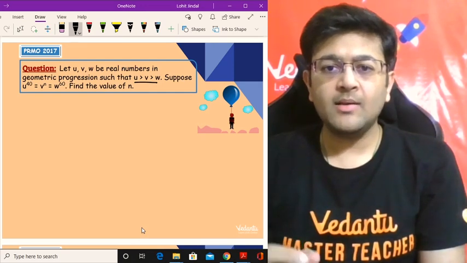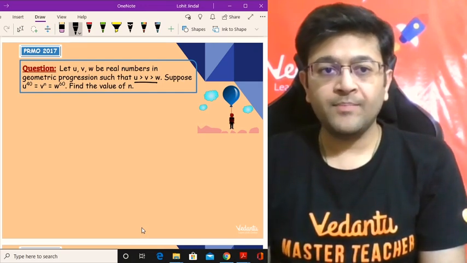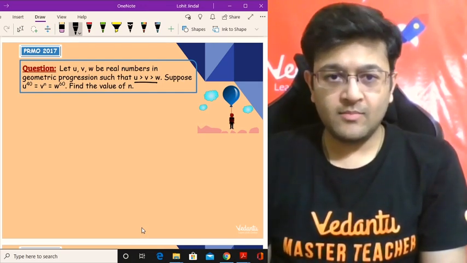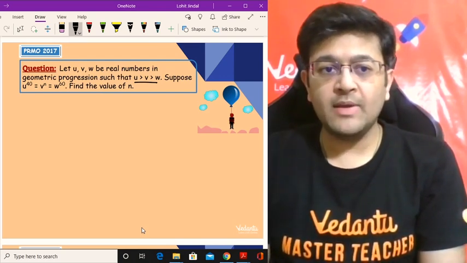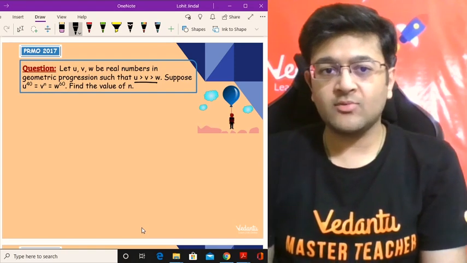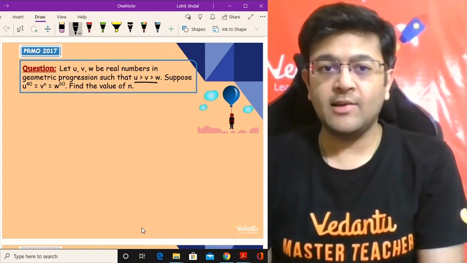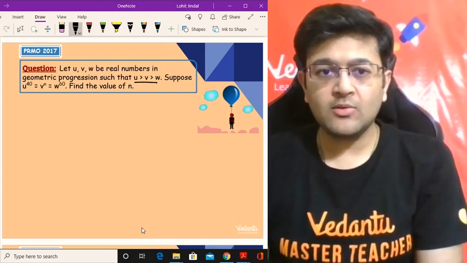So R must be lesser than 1, right? So going forward, let's see. U power 40 is equal to V power n equal to W power 60. That is what we know. And we need to find the value of n. So it is very easy. So let's do one thing.